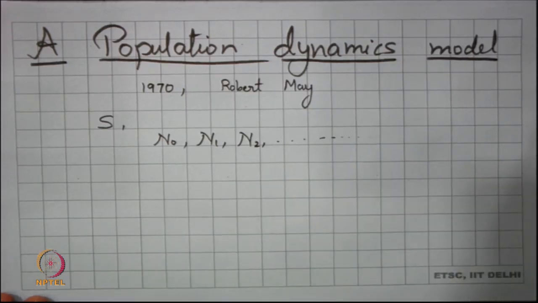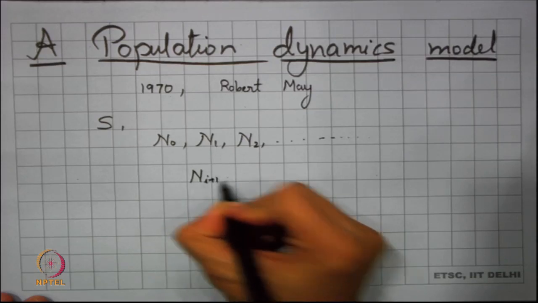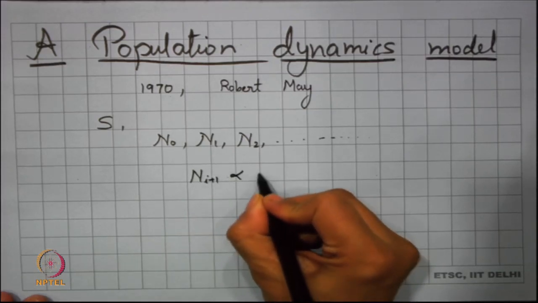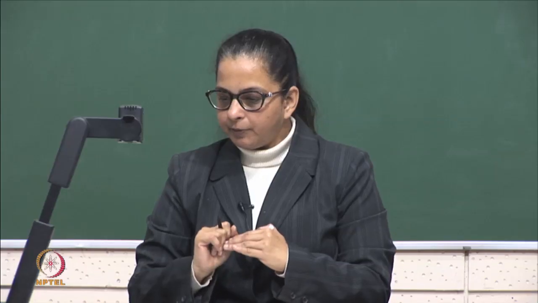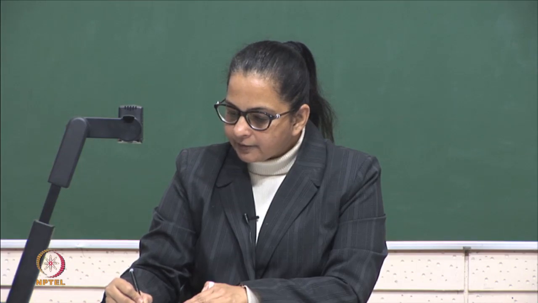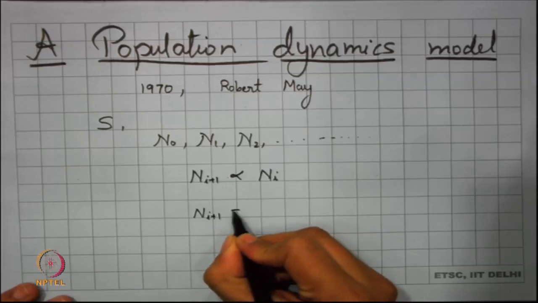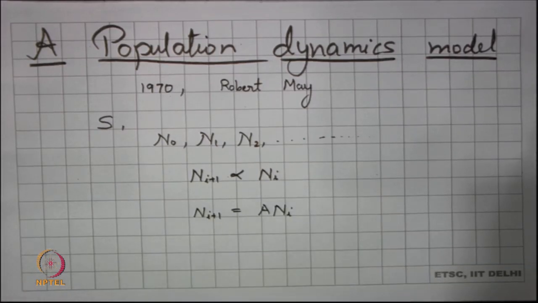So, he observed that Ni plus 1, at the i plus 1th year, is basically proportional to Ni. So, the number of species in the next year will depend on the number of species in the present year. This gives us a proportionality constant, and we can say that Ni plus 1 is equal to A times Ni, where A is the constant of proportion.